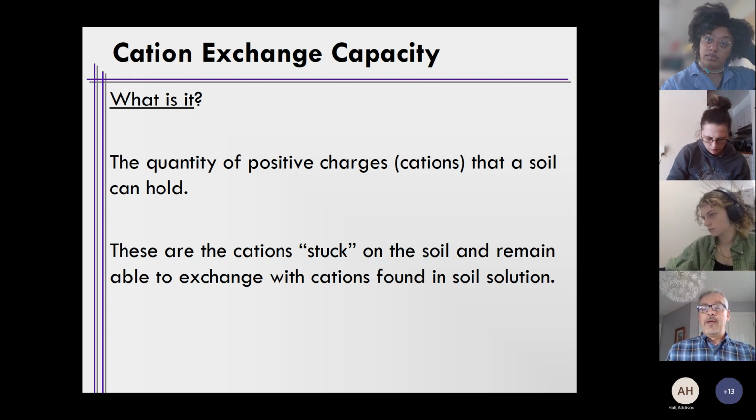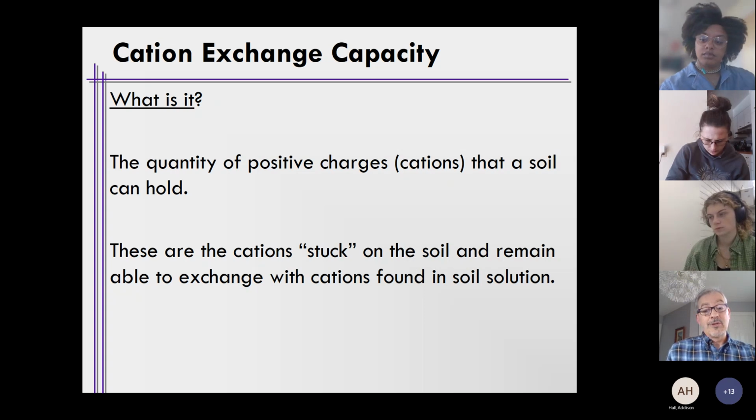And you've probably learned about this before. If you haven't, not you. You should have all learned about this before. Okay, so CEC is really important. So what this tells you is one thing. It tells you one thing that's really important. And if you look at what I wrote here, the quantity of positive charges that a soil can hold. So if the soil can hold positive charges, that means that the soil itself is negatively charged, right?